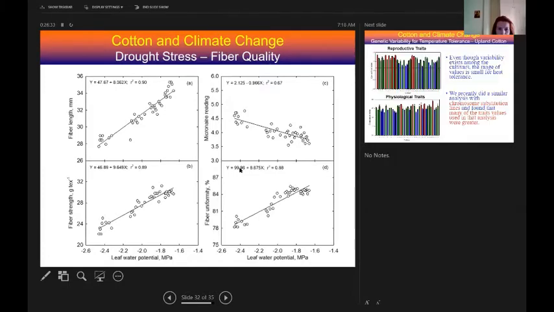for drought stress. Fiber length is on the top left, then fiber strength here, micronaire here, and fiber uniformity here, with well watered on this side, and less well watered and water stressed on this side. For well watered plants, midday leaf water potential shows around here. This data set is particularly important. There are two components. One is leaf water status, which is a very dynamic process. The other is fiber growth and development, also a very dynamic process. It takes a long period of time, almost 55 to 60 days in Mississippi, so the water stress during that time frame changes on a daily basis.